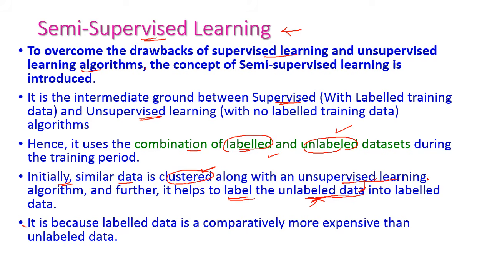So that means labeled data are very expensive when compared to unlabeled data. So it does not use all labeled data, only a portion of the data is labeled here.